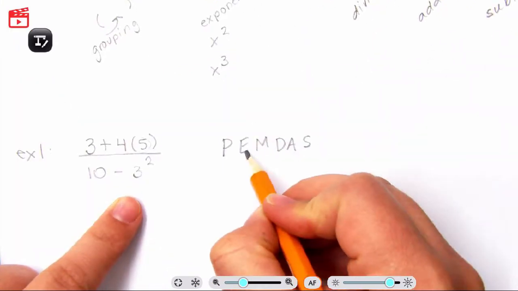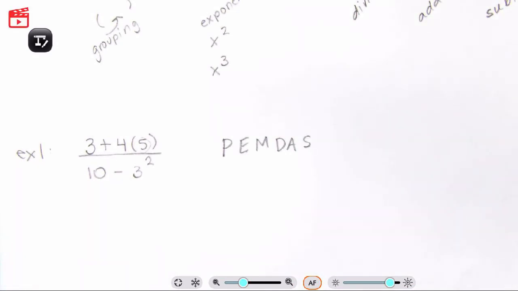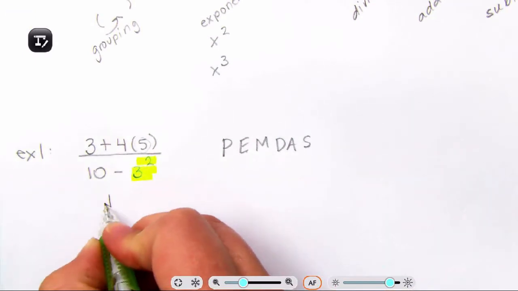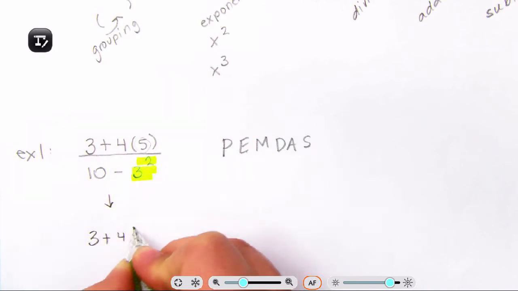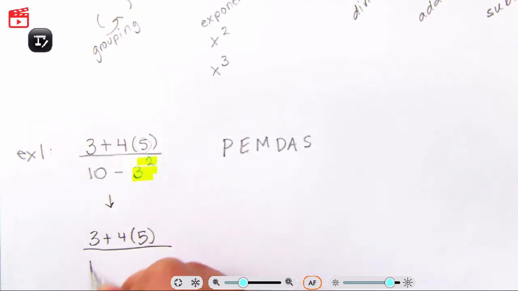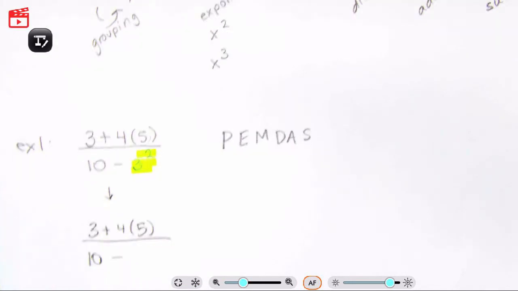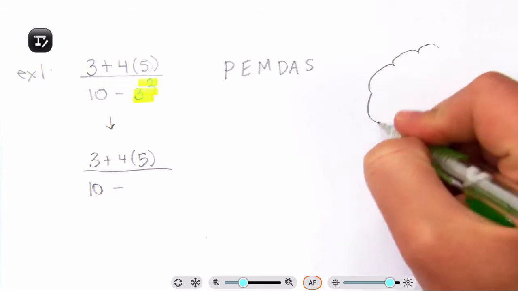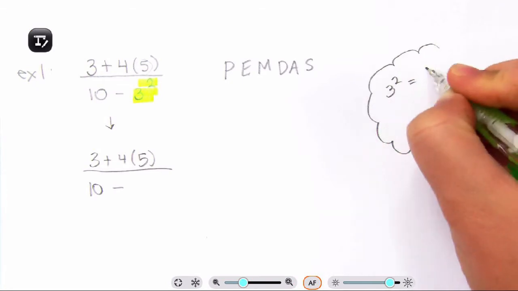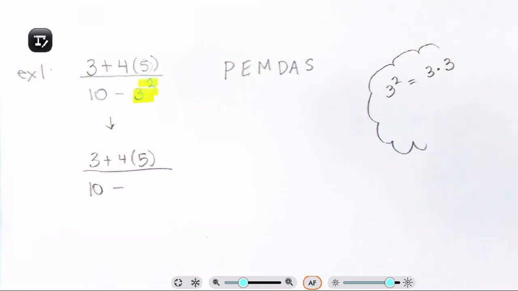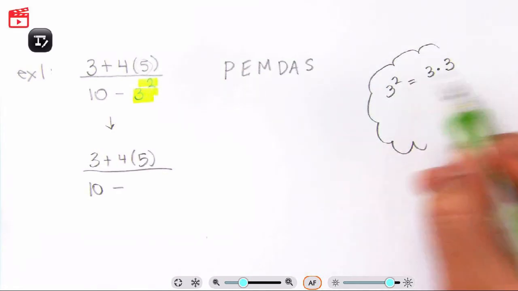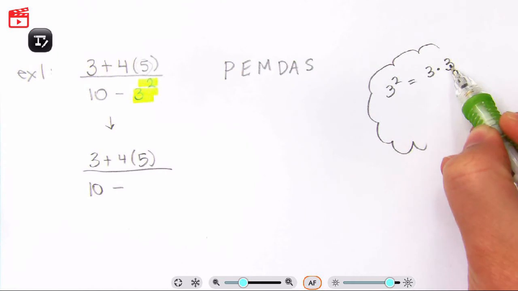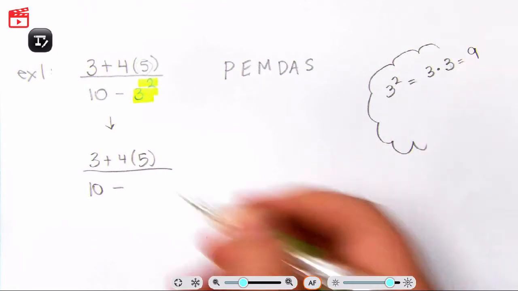Next up is E for exponents. Do we have any exponents? Yes, we do. Here it is. I have 3 squared. So my next step is going to be rewriting everything the way that it was, except now I'm going to evaluate what 3 squared is. Here's my thinking bubble. 3 squared is saying 3 times 3, or I have 3 twice. So 3 and 3 equals 9. So I'm going to put my 9 here.